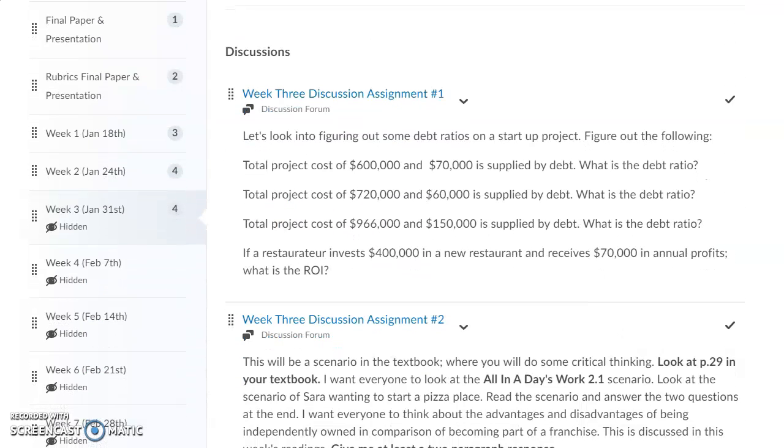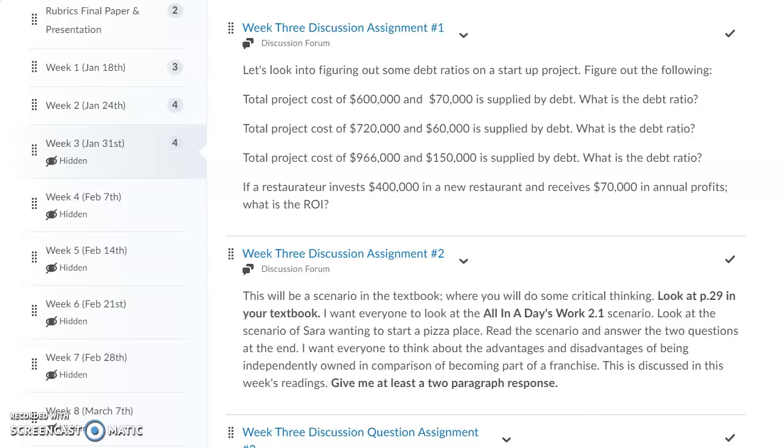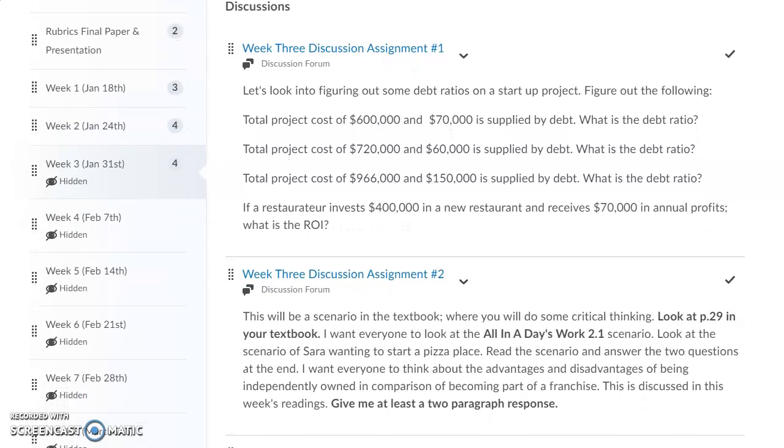Here is the agenda for this week. We're going to have 3 discussion assignment questions. The first one, we want to talk about debt ratios, and how you figure out the debt ratio. With every business operation, of course, you want to minimize your debt ratio to its lowest, so that you can see the difference between your gross profit and what it would be net after covering your overhead costs and things pertaining to that matter.